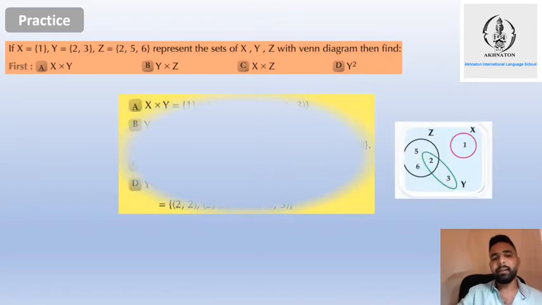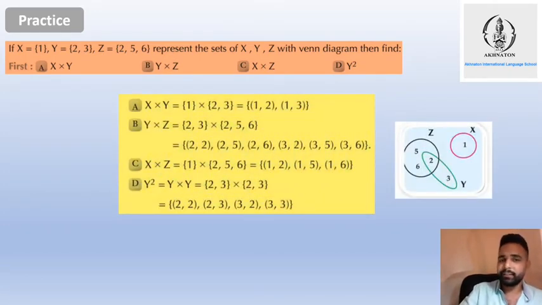And in letter A, x product y, I will write x first, which is equal to {1}, product {2, 3}. Then I will distribute 1 with 2, then 1 with 3. It will be (1, 2), then (1, 3). Question letter B: y product z. I will write y first, then I will write z, and then I will distribute the elements of y among the elements of z. So it will be (2, 2), (2, 5), (2, 6), then (3, 2), (3, 5), and (3, 6). Question letter C, x product z.